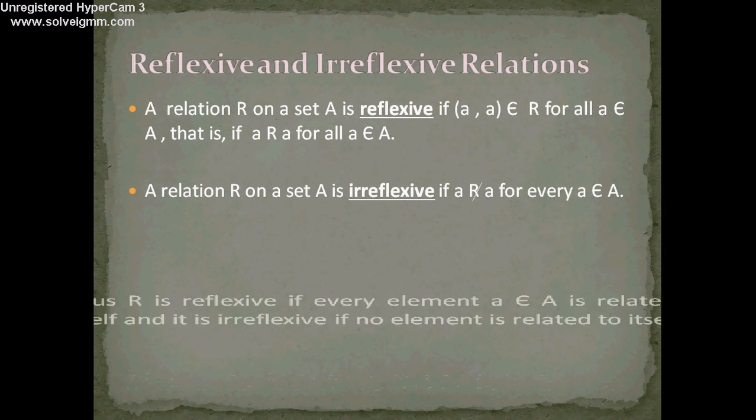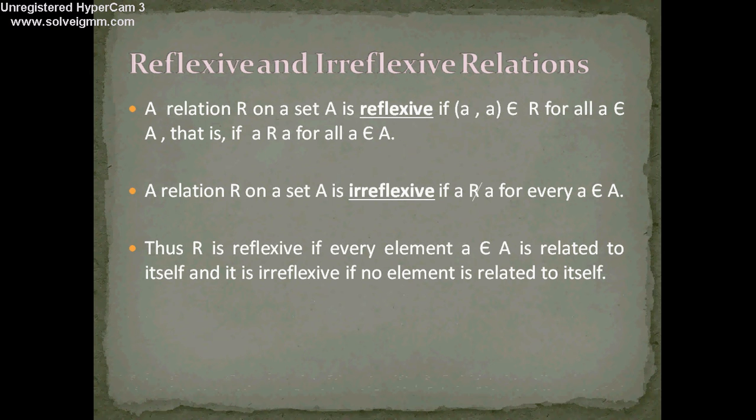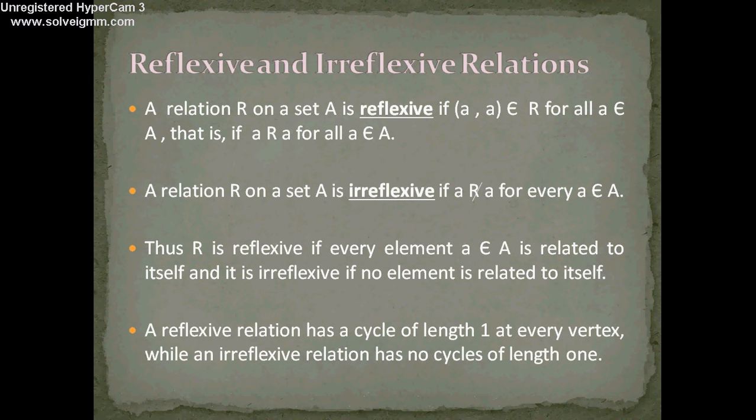Thus R is reflexive if every element a belonging to A is related to itself, and it is irreflexive if no element is related to itself. So a relation can either be reflexive or irreflexive. It cannot be both at the same time, so the intersection is empty. A reflexive relation has a cycle of length one on every vertex, which we have already seen.